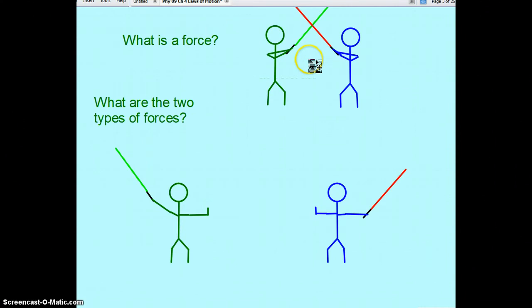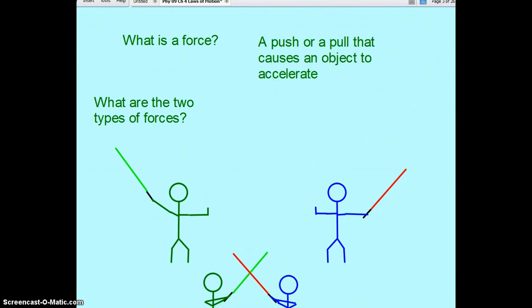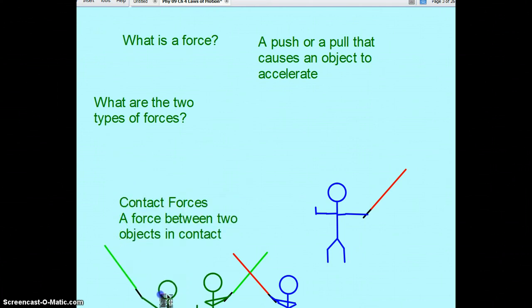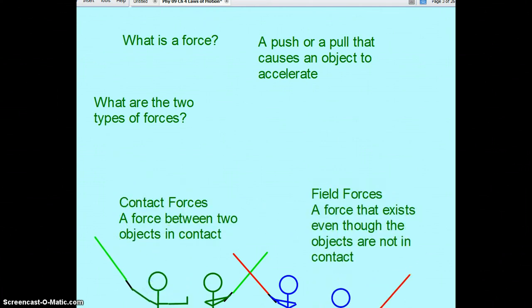So we need to ask ourselves, what is a force? A force is a push or a pull that causes an object to accelerate. There are two types of forces. We have contact force, and that is a force between two objects that are in contact. And there are field forces, forces that exist even though objects are not in contact. Three big examples of field forces would be gravity, electricity, and magnetism. You do not need to be in contact with the ground, for example, for gravity to act on you.